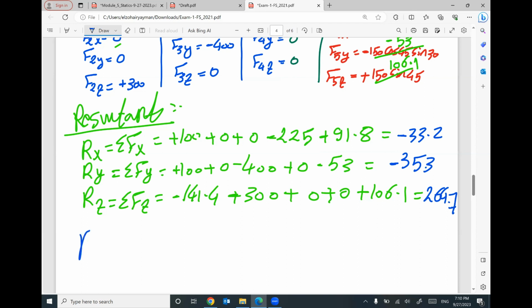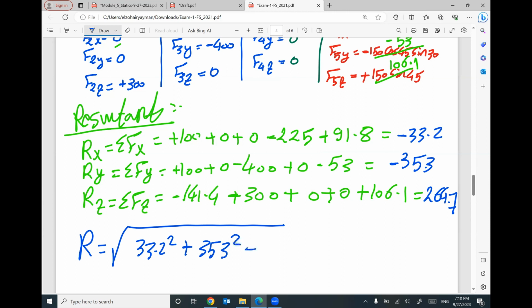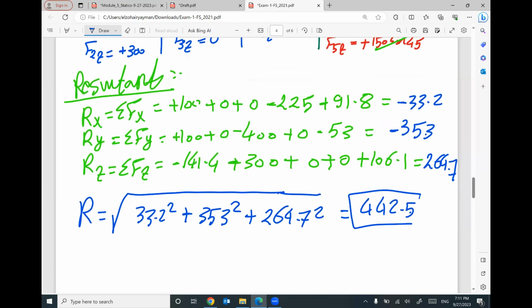So your resultant equals the square root of 33.2 squared, 353 squared, 264.7 squared. Your final answer will be 442.5. This is the value of your resultant.